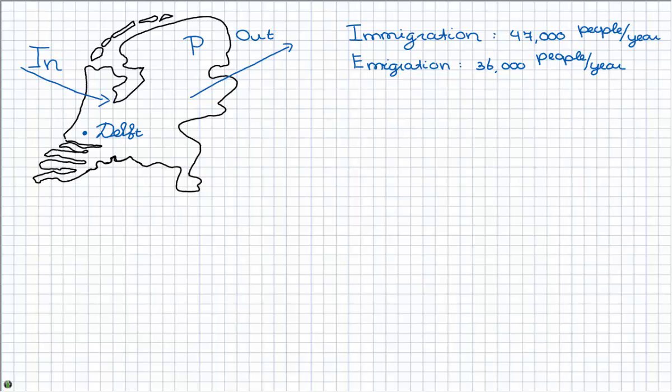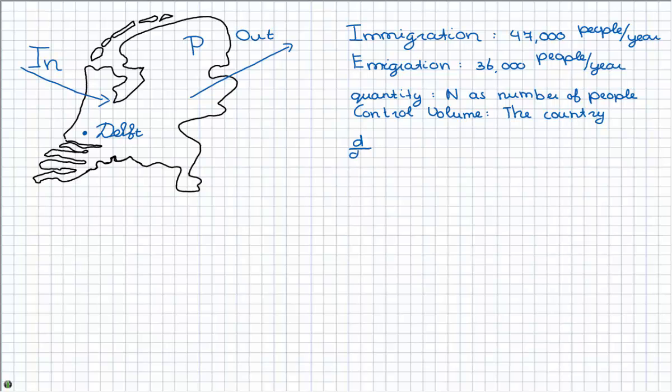I should also define my quantity, and here I will take n as the number of people inside the country, inside my control volume. And indeed I define my control volume as the country. Note that this of course could be any country. Doesn't really matter. And then I will use the general balance equation, which is ddt is in minus out plus production.